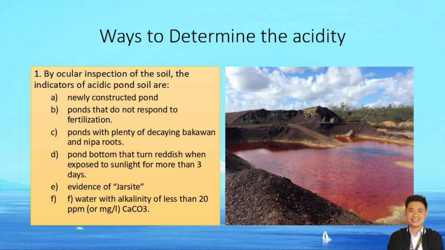So next, we have the ways to determine the acidity. First is by ocular inspection of the soil. The indicators of acidic pond soils are A. Newly constructed pond, B. Ponds that do not respond to fertilization, C. Ponds with plenty of decaying bakawan and nipa roots, D. Pond bottom that turns reddish when exposed to sunlight for more than 3 days, E. Evidence of jarosite, and lastly, water with alkalinity of less than 20 parts per million of calcium carbonates.